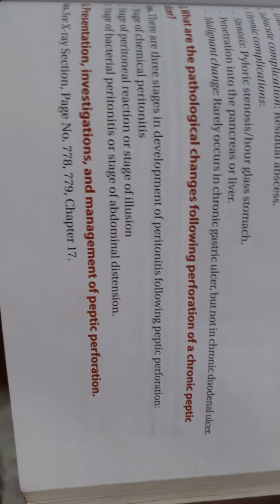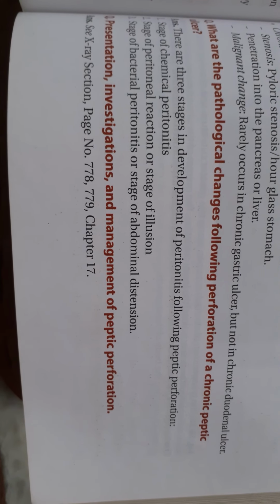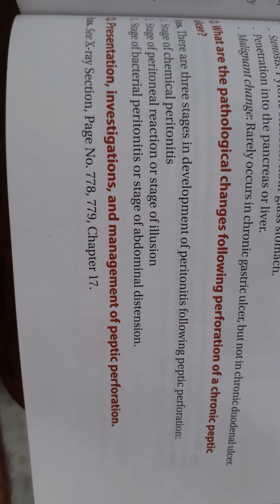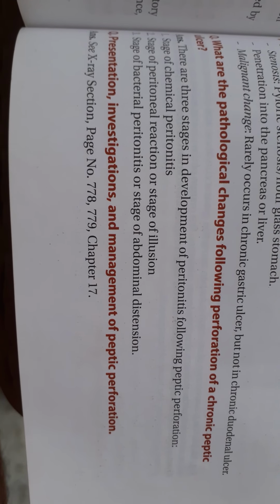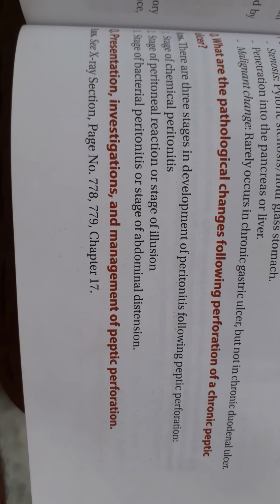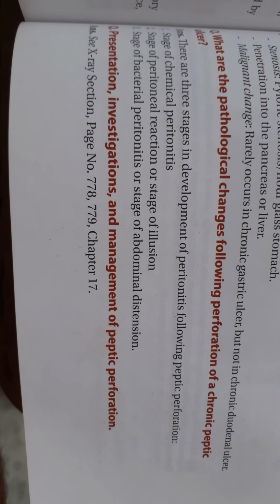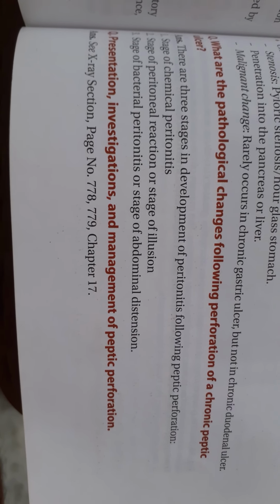What are the pathological changes following perforation of chronic peptic ulcer? There are three stages in the development of peritonitis following peptic perforation: a stage of chemical peritonitis, a stage of peritoneal reaction or exudation, a stage of bacterial peritonitis, or a stage of abdominal distension.